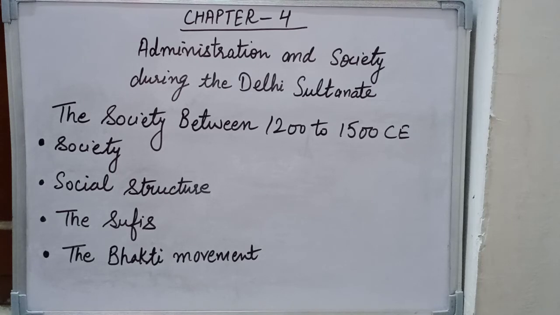Next is social structure. The society during the Sultanate period comprised a mixture of Hindus, Jains and Muslims. The Hindus were orthodox. They were guided by the regulations made by Brahmins. The caste system was very rigid, and intercaste marriages and interdining between castes, especially upper and lower castes, were banned. They were prohibited.